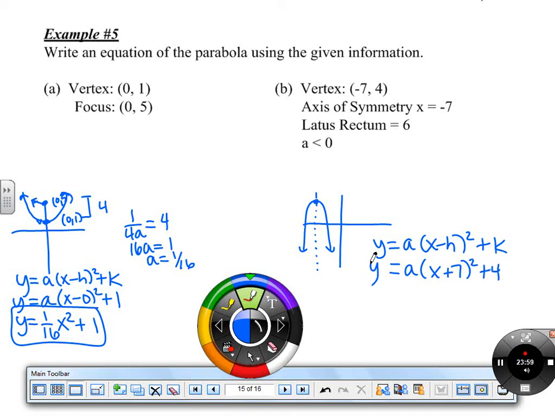And then I don't have the a value. I don't know the distance between the vertex and focus or vertex and directrix this time. However, I do know that the latus rectum is 6. So I'm going to take my latus rectum formula calculation, set it equal to 6, and solve. And I get that a is equal to 1/6. Now remember, this parabola, as we've seen it drawn, is concave down, so I'm going to make that a negative 1/6. So y equals negative 1/6 times (x plus 7) squared plus 4. All right, so this covers it for parabolas. Tomorrow you can start your homework. You can bring questions, whatever is necessary.